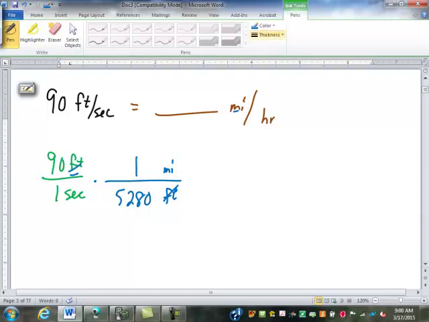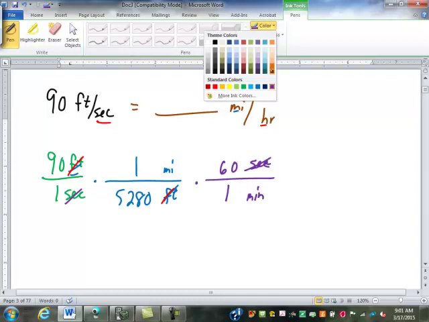So the feet will cancel out there, and we've converted that to miles. But we also have to convert the seconds into hours. To do that, seconds are going to have to go on top so that they cancel out. How many seconds are in an hour? Well, if we don't know, we can go to minutes. How many seconds are in a minute? 1 minute is 60 seconds. Very good. But that puts us in minutes. We want to be at hours, so we've got to go one more step yet.